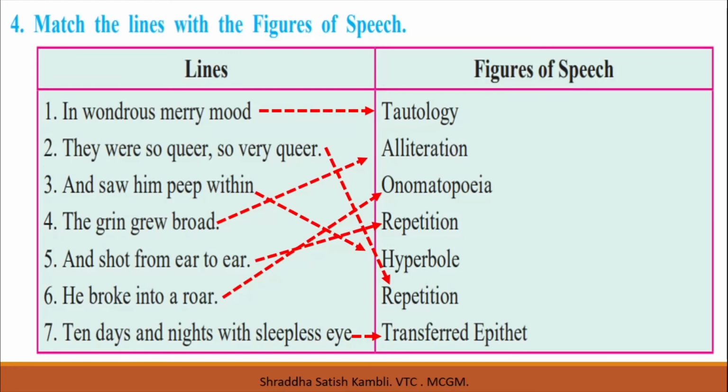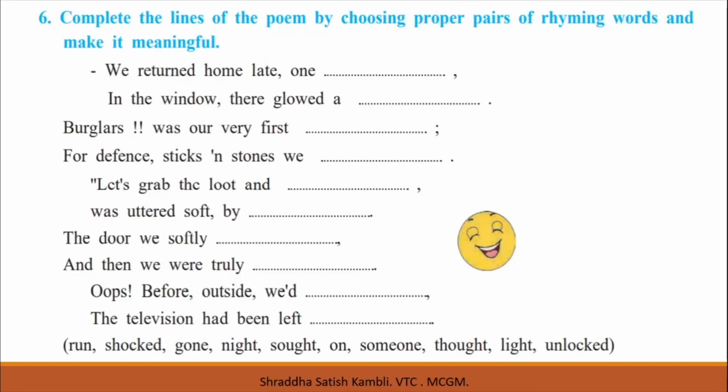Okay. So now we come to the last exercise in this particular poem. Complete the lines of the poem by choosing proper pair of rhyming words and make it meaningful. So you have to choose the rhyming words from the bracket given below and you have to try to make this poem meaningful. So pause the video and try to find out the answers yourself. Let us see whether you are able to do it. So come on, let's check now the answers.